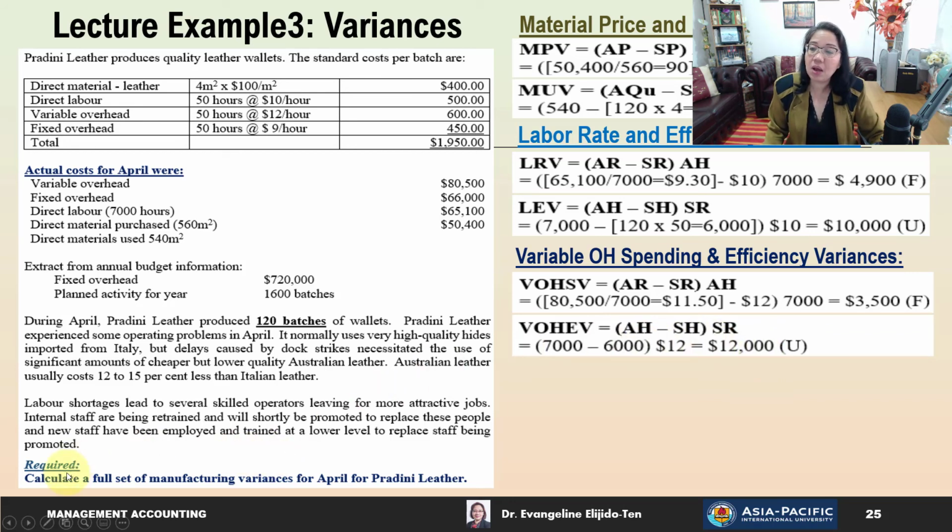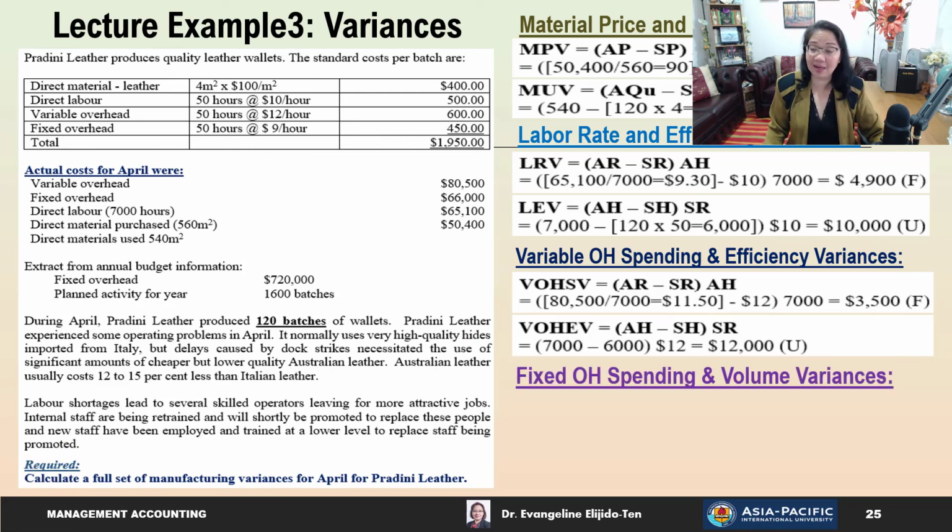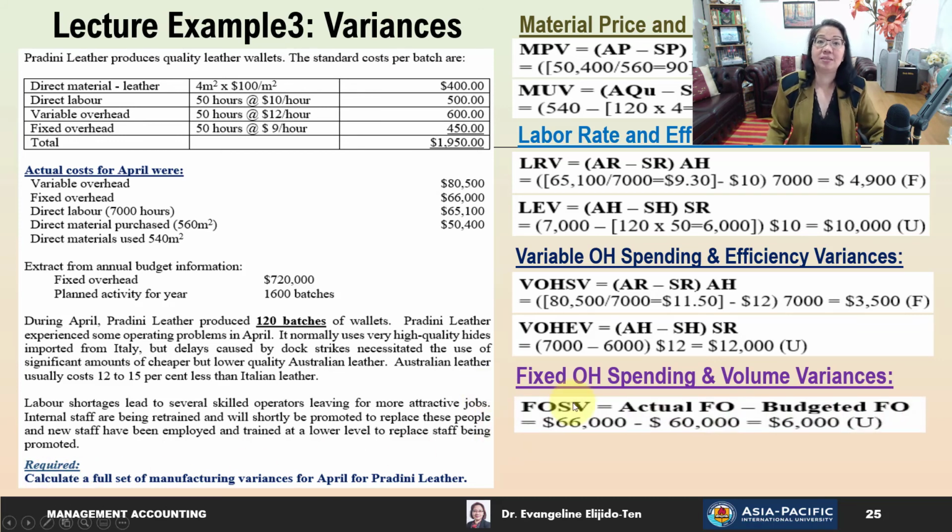All right, now let's move on to the last two variances, the fixed overhead spending and volume variances. So fixed overhead spending variance is very straightforward to calculate. It's just the actual fixed overhead minus the budgeted fixed overhead. The actual fixed overhead is given, $66,000. So we'll just put it there, 66,000. What about the budgeted fixed overhead?